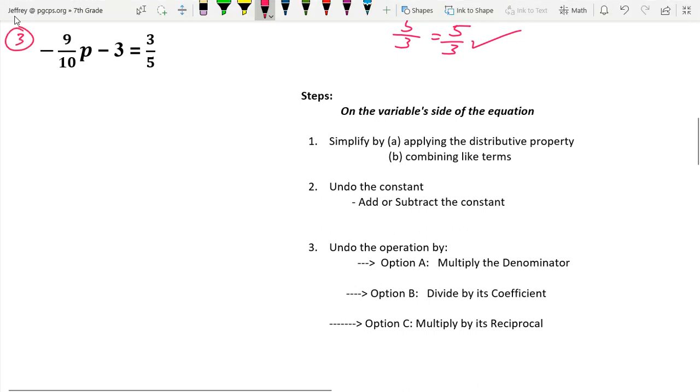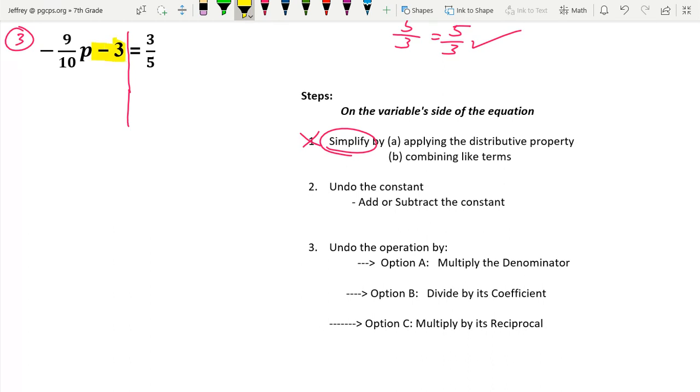Now, number 3, let's look at the variable side. Do we need to simplify either this side or the other side? Do we need to simplify anything? Yes or no? That's a no. Exactly. So we're done with that. Now let's undo the constant. What is the constant here?